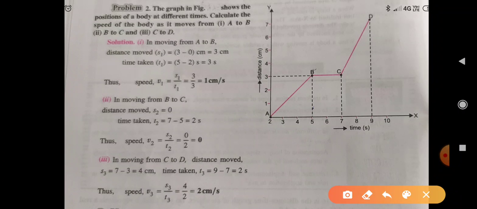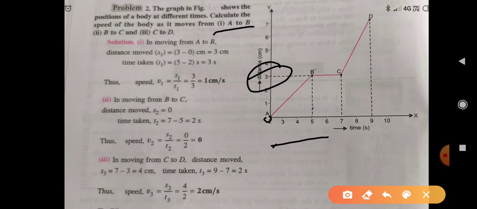Now in the first case, when the body moves from A to B, firstly we will find the distance covered. At the final point, the distance covered by the body was 3 centimeter and initially it was 0. So the distance moved will be 3 minus 0, which is 3 centimeter.